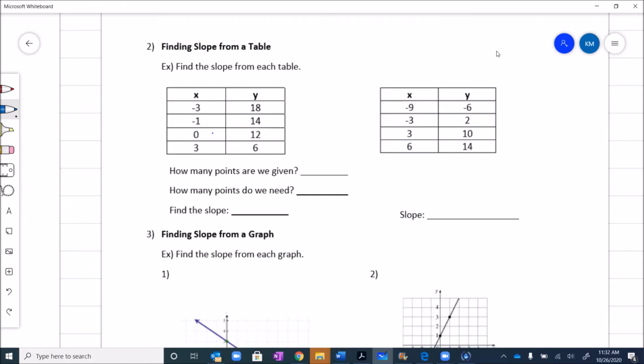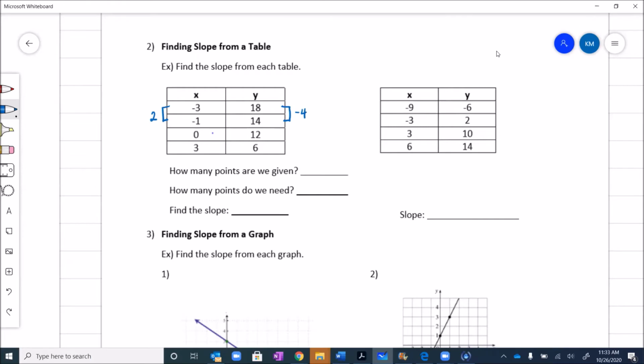You could also find it kind of the same way that we found rate of change in our last section. Okay, as I look between my x's, how do my x's change? Well, it goes from negative 3 to negative 1. What's the difference? The difference is 2. Goes up 2. So look at my y's. It went from 18 to 14. What happened? It went down 4.